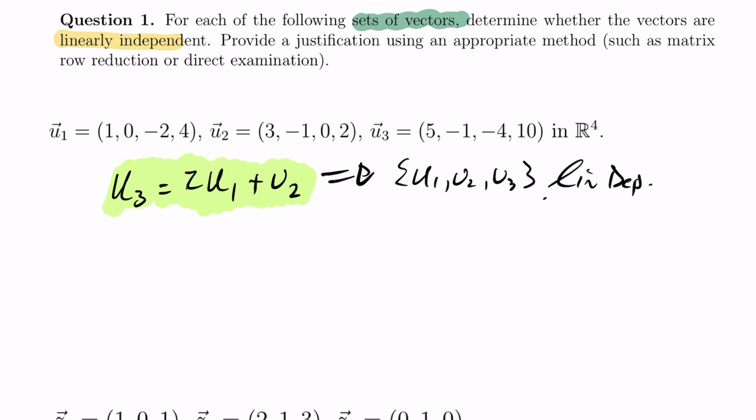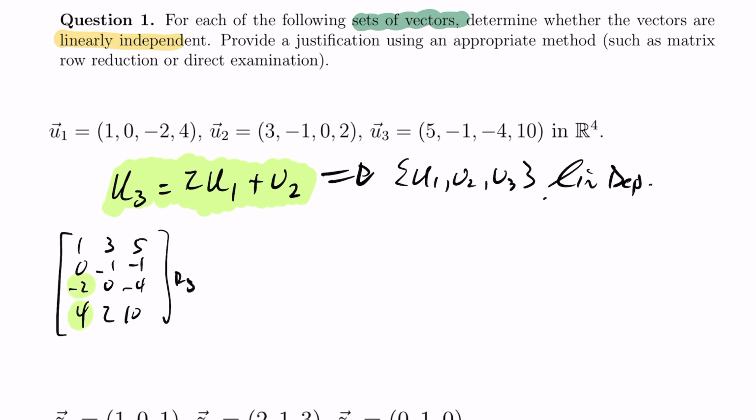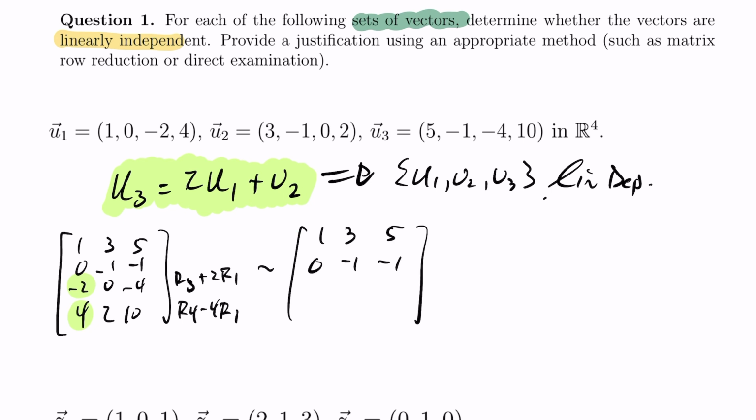Now, it's not always possible to see the combination so easily. If you can't, another option is to put the vectors in a matrix, writing them column-wise, and then go through your Gauss-Jordan elimination, where I want these two coordinates to be 0. So I'm going to take row 3 and add that to twice row 1. I'm going to take row 4 and subtract 4 times row 1. And then we want to see whether this set is linearly dependent.